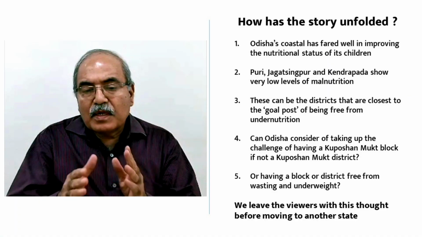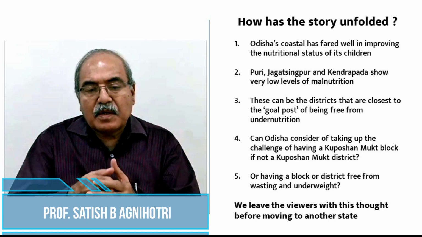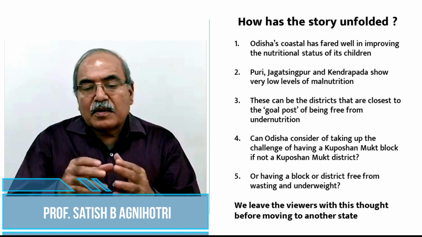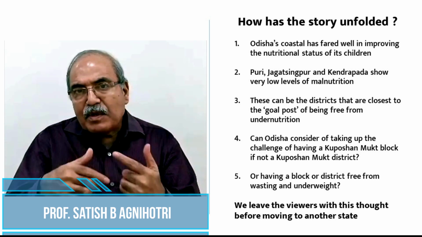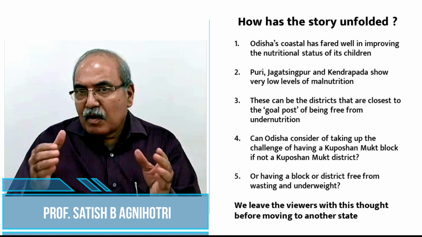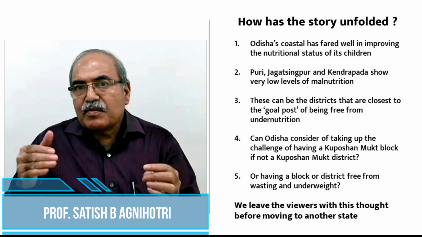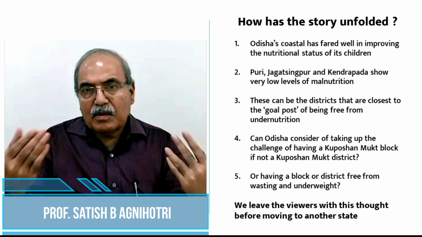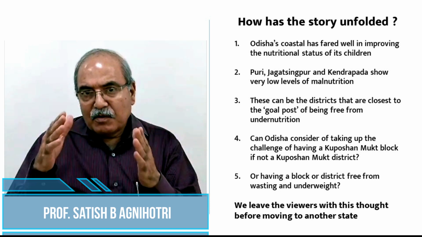Finally, to recap, Odisha's coastal belt has fared well in improving the nutrition status of its children. Interestingly, Puri, Jagatsinghpur and Kendrapada, these contiguous districts, show very low levels of malnutrition. So these can be the districts that we can call closest to the goalpost in terms of being freed from undernutrition.